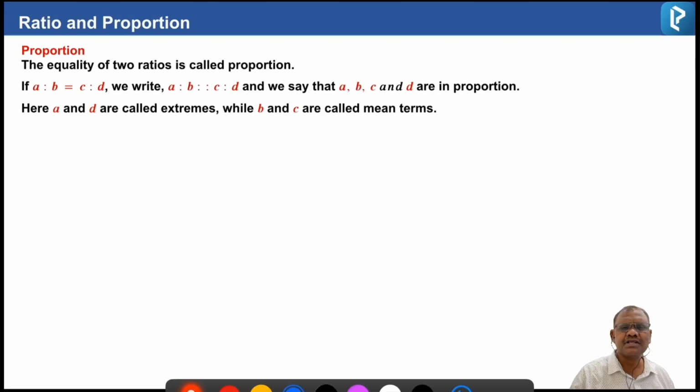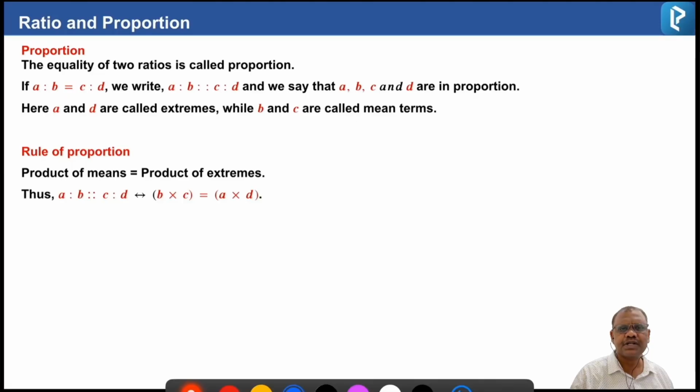In this proportion, the extreme terms, one to the extreme left and the other to the extreme right, are called extremes. And the terms which are in the middle, B and C, are called mean terms: extremes and means. And in a proportion, there is a rule which must be obeyed. What is that rule? Product of means must be equal to product of extremes. Then only we can say that the four terms are in proportion.